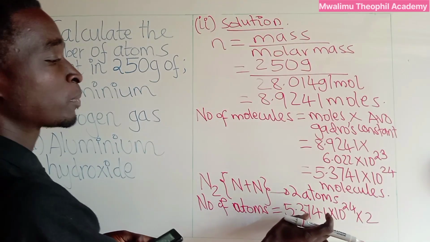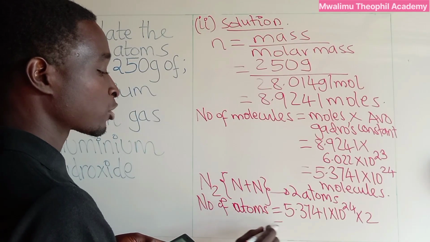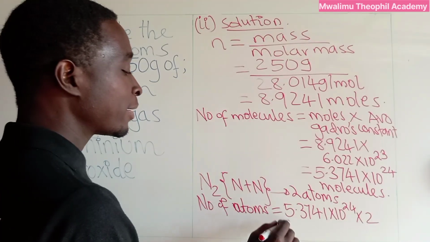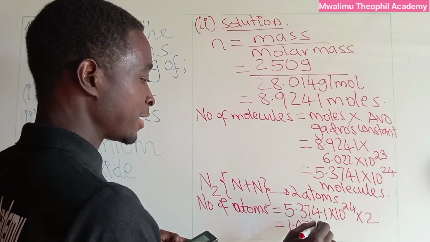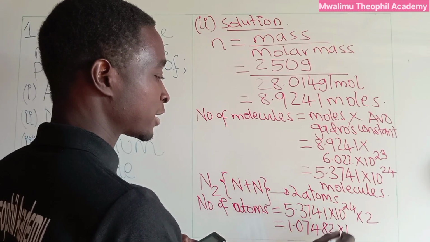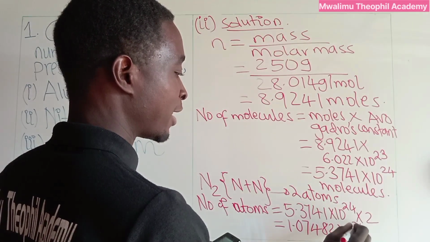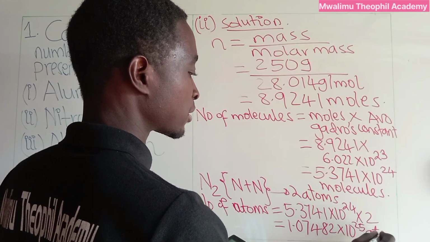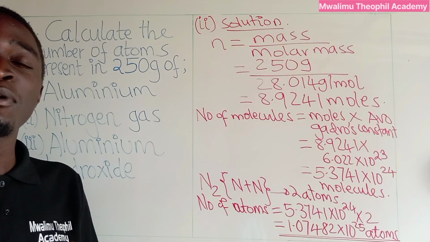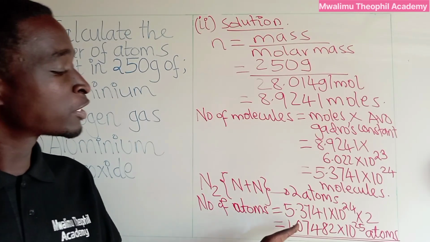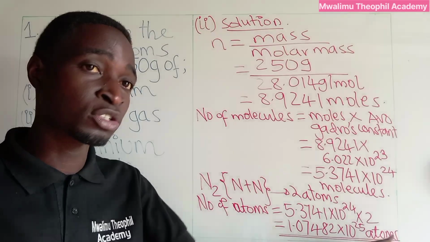When you multiply the obtained number of molecules times 2, you get the total number of atoms, which is equal to 1.07482 times 10 raised to 25 atoms. So, the number of atoms present in 250 grams of nitrogen gas is 1.07482 times 10 raised to 25 atoms.